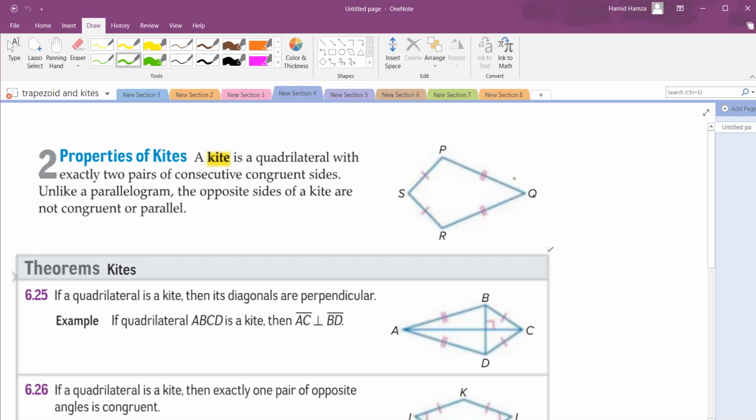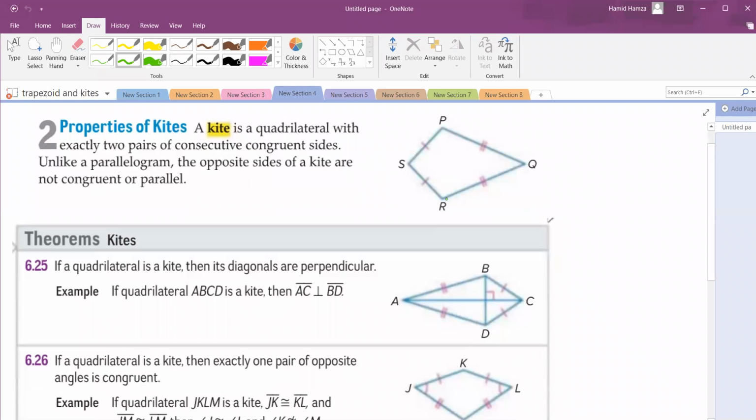But we have equal sides. We'll have QP and QR equal to each other, so the two long sides are equal. And the two short sides are equal. So this is a kite, and there are no parallel lines. Two consecutive sides are equal. We have pairs of consecutive sides that are equal.